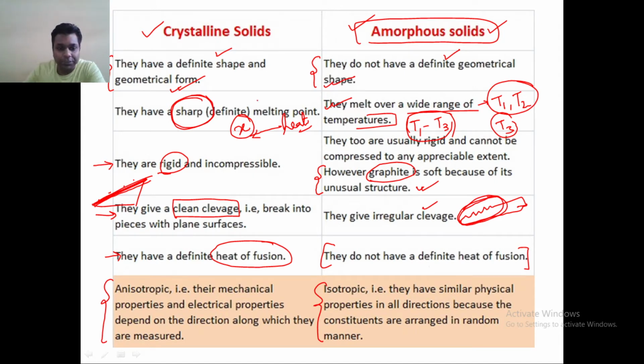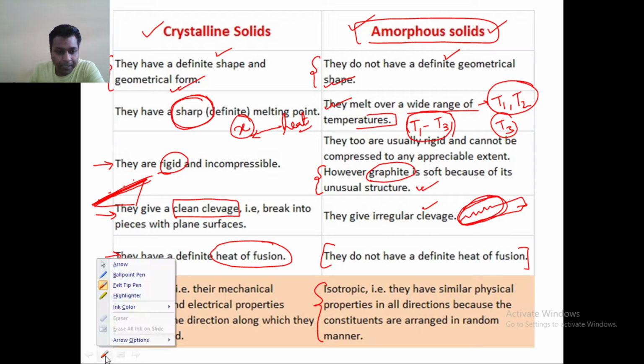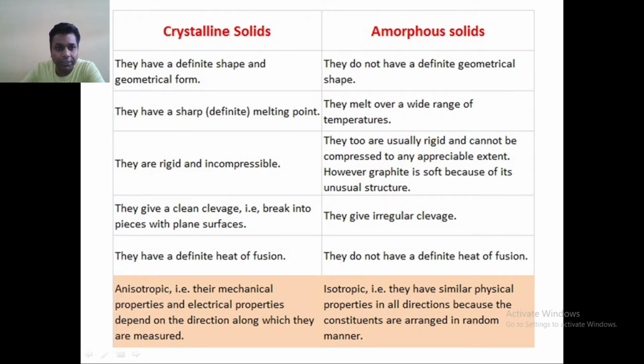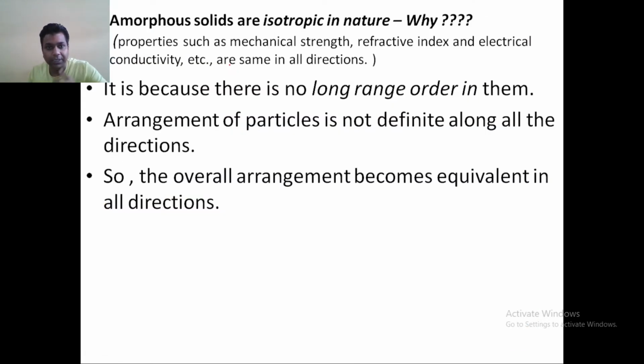So till now, these are the differences between amorphous solids and crystalline solids. Sometimes questions come to differentiate between crystalline and amorphous solids, or a multiple choice question can also be framed from these differences. So we have to understand the differences in a very clear and conceptual manner. Okay, let's start with the next topic.